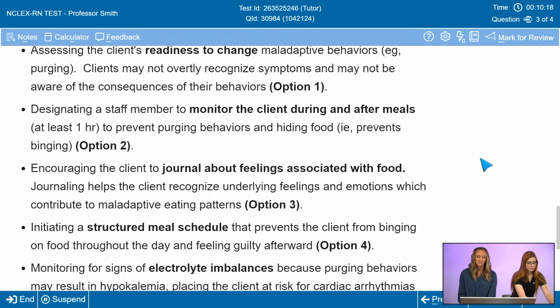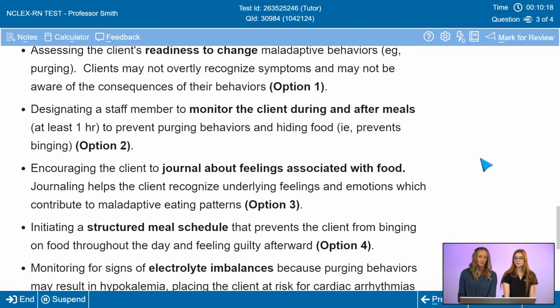Another one is to designate a staff member to monitor the client before, during, and after meals. Usually this needs to be at least 30 minutes, if not an hour after the meal, just to prevent purging behaviors such as the client going to vomit the food up or hiding food, which might be used to binge later on.